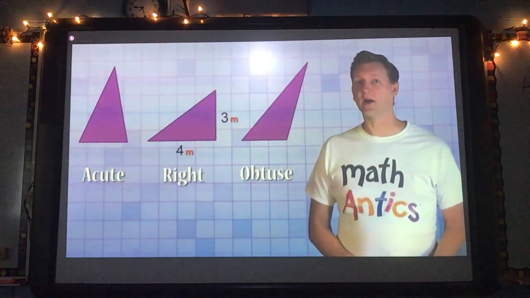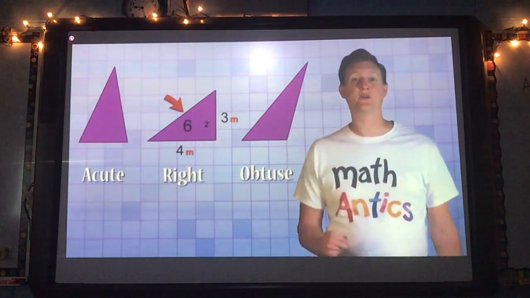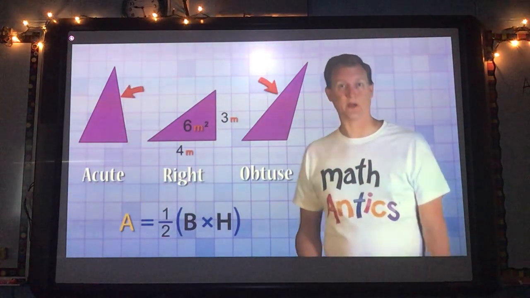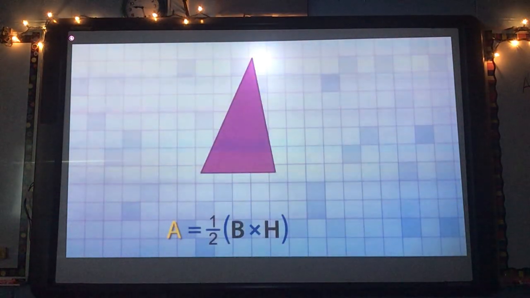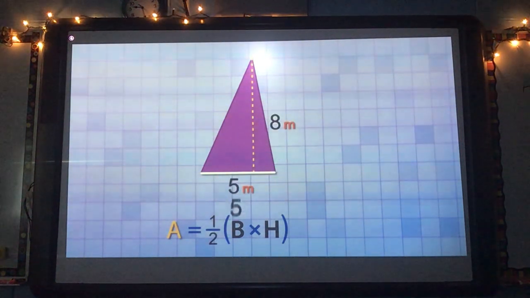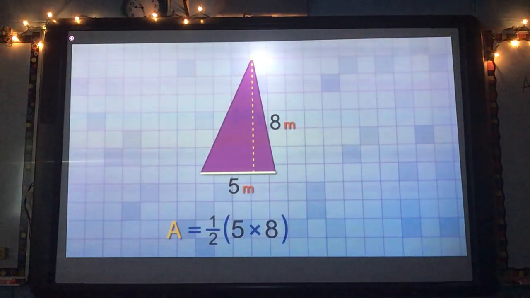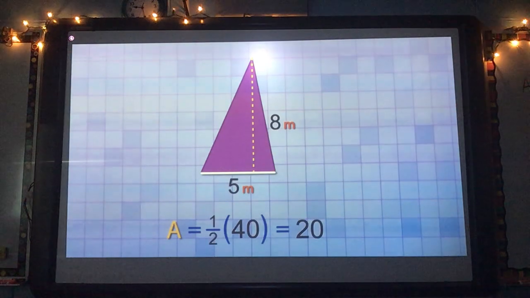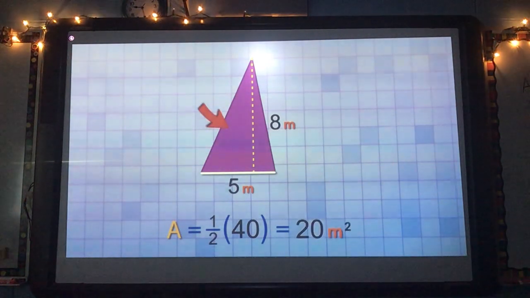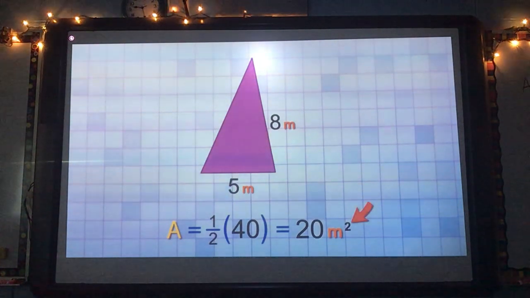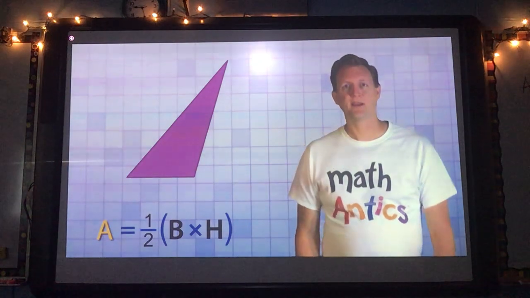Okay, we already figured out that the area of this right triangle was 6 square meters. So let's practice using our new formula to calculate the area of these last 2 triangles. Our diagram shows that the base of this acute triangle is 5 meters, and its height is 8 meters. So we plug those values into our formula for area, and we get area equals 1/2 of 5 times 8. 5 times 8 is 40, and 1/2 of 40 is 20. So the area of this triangle is 20 meters squared. Don't forget that the units of measurement for area will always be square units. Okay, that was pretty simple. Let's try our last example.